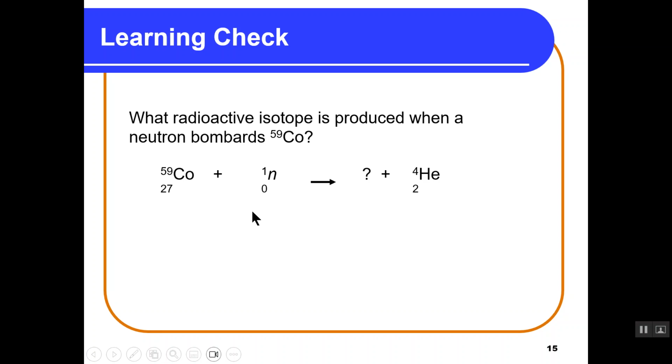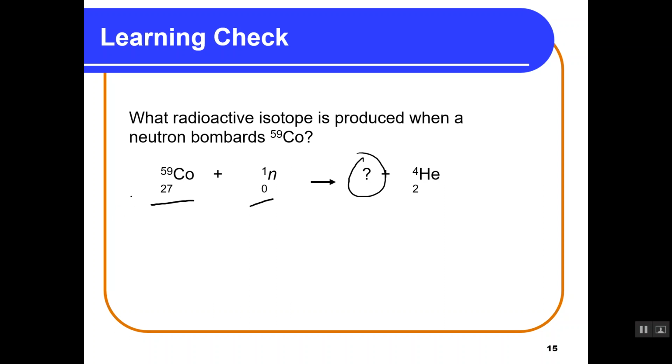And basically, when it comes to balancing these equations, it's the same principle. The sum of the mass numbers on the left must be equal to the sum of the mass numbers on the right. And the same is true for the atomic numbers. So applying that principle, we can solve this problem right here. The question is asking what radioactive isotope, which is this right here, is produced when a neutron, which is this, bombards cobalt 59. All right.